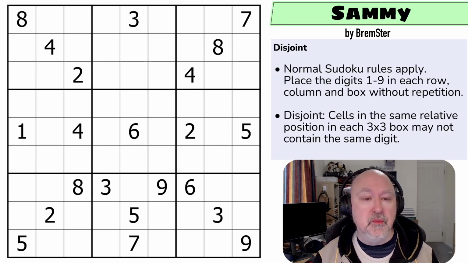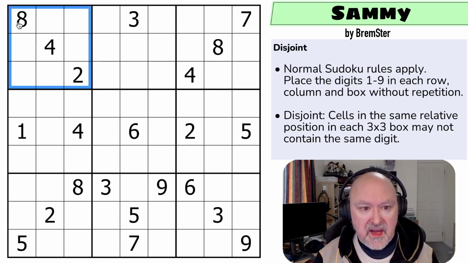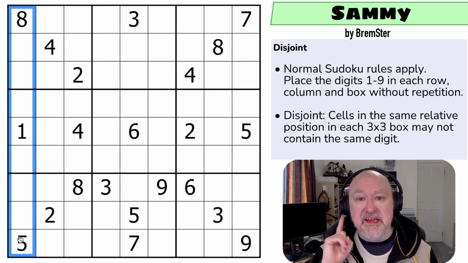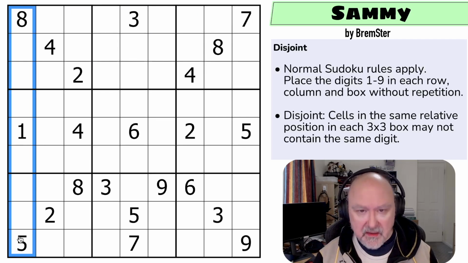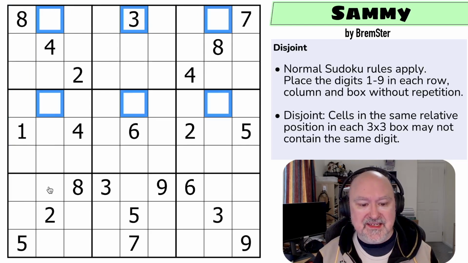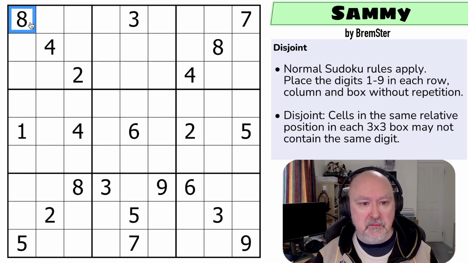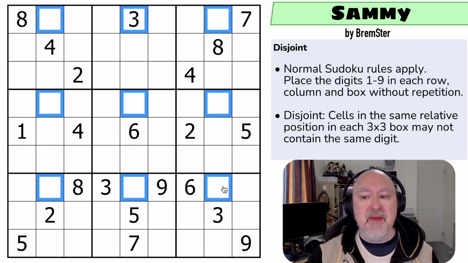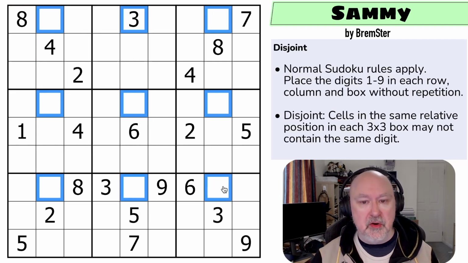Let's have a look. Normal Sudoku rules apply, so in every box, in every row and in every column, the digits 1 to 9 must be placed without repetition. However, in disjoint, cells in the same relative position in each 3x3 box may not contain the same digit. For example, if I pick these cells, those are in the second position in each box if we count 1, 2, 3, 4, 5, 6, 7, 8, 9. These are the same relative position because within the box those cells are in the same position in each box. They may not contain any repeated digits. And the same is true for all of those positions.